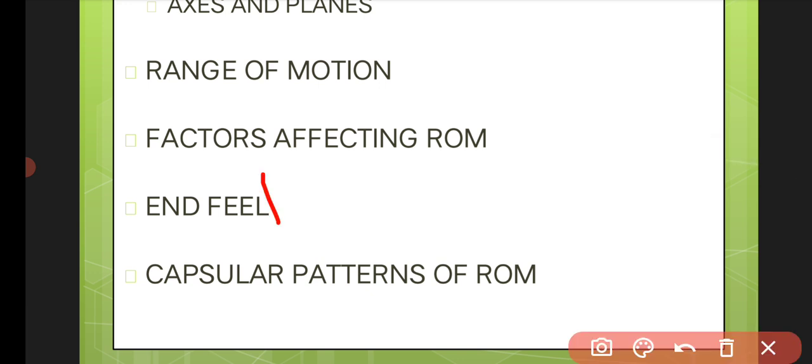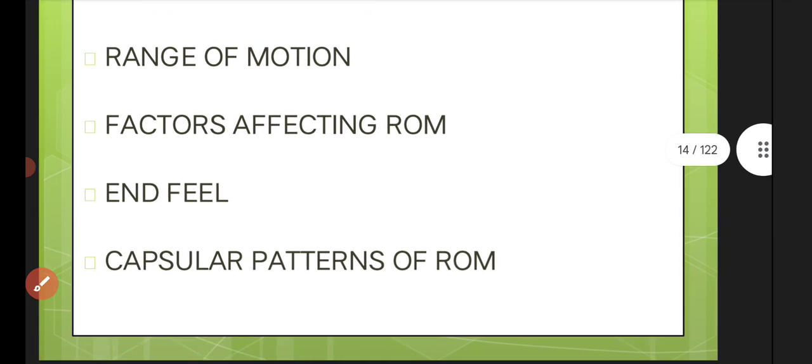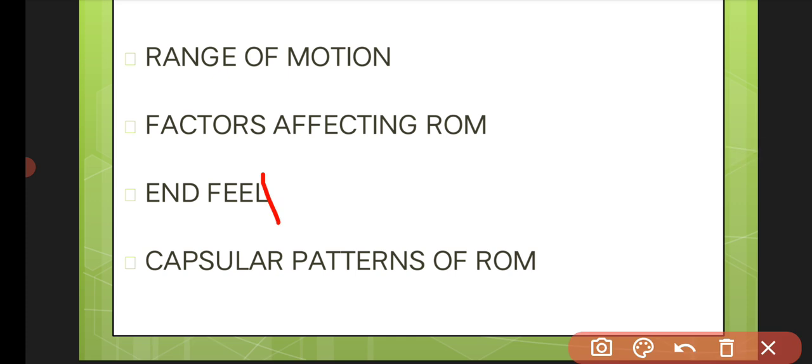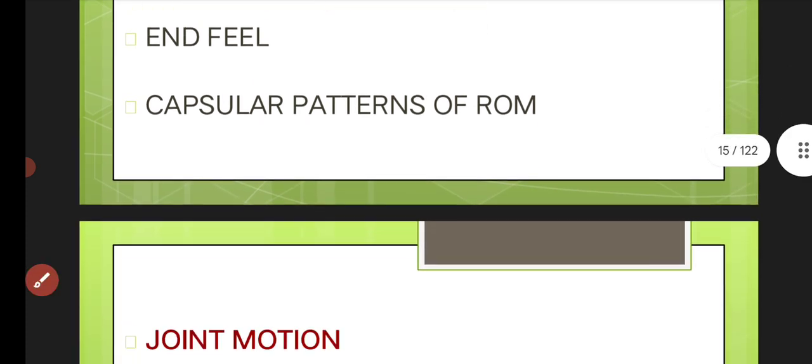In this portion, the most important is the end feel portion. In each and every year, one short note from this end feel comes in the examination. Okay, we'll study it in detail.